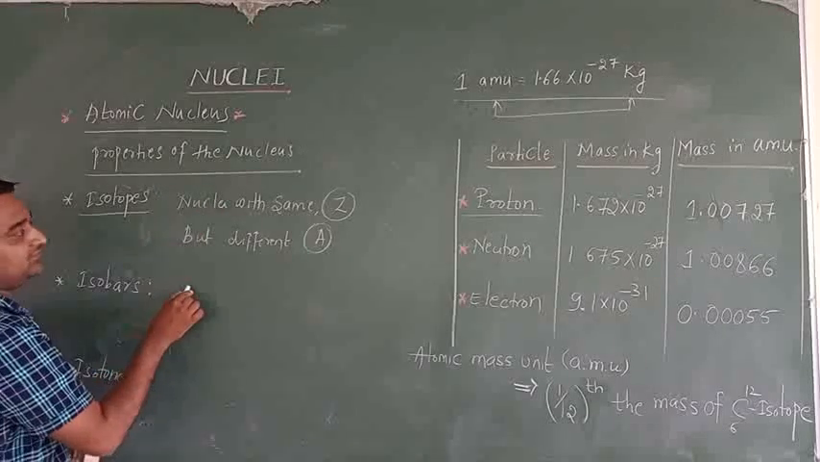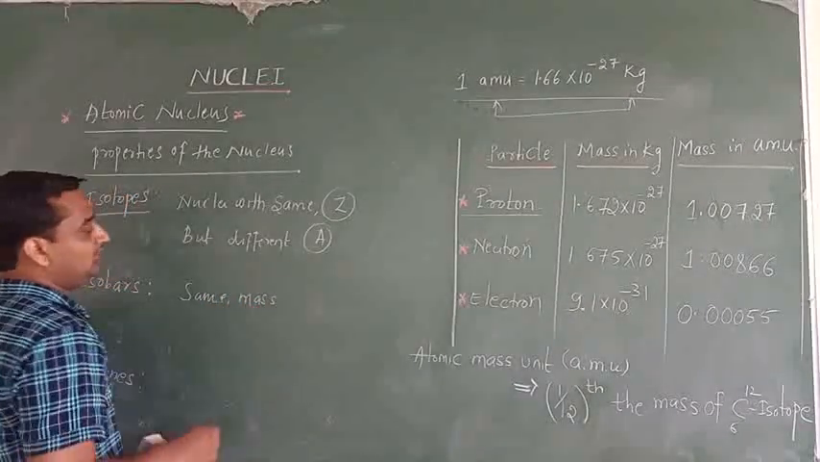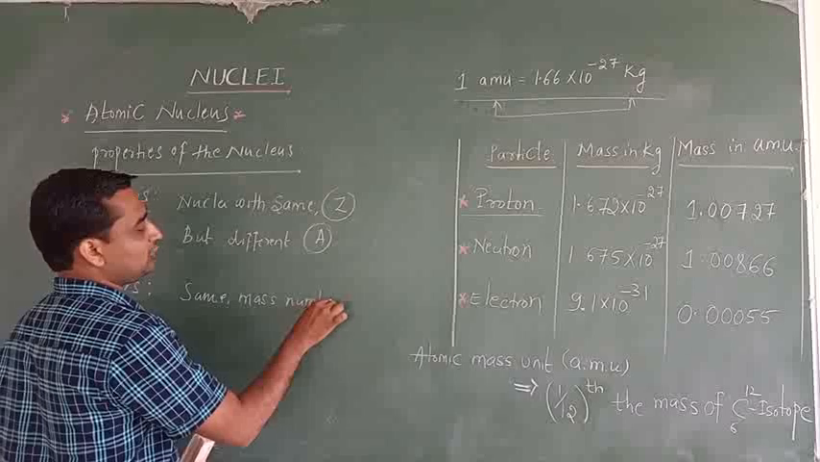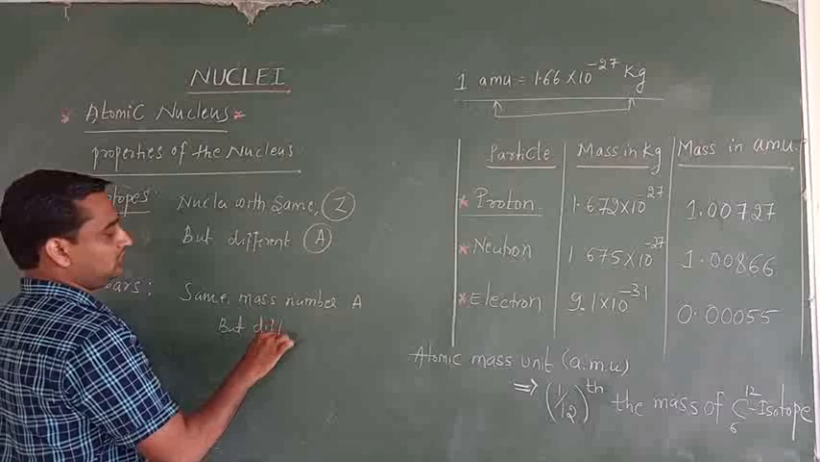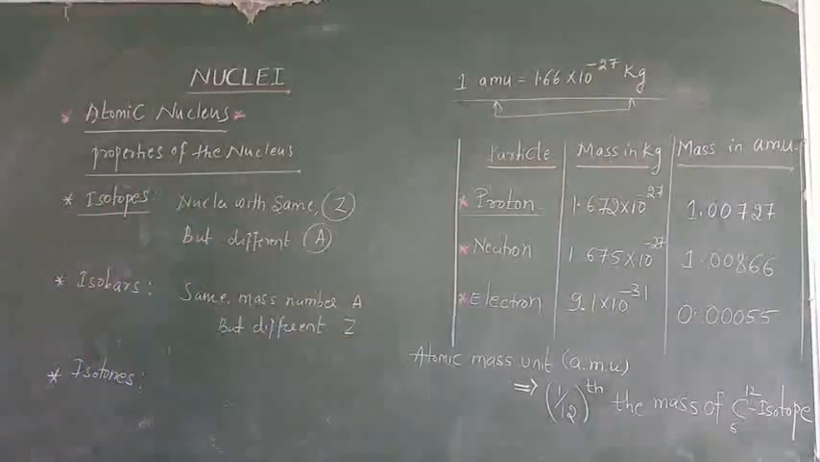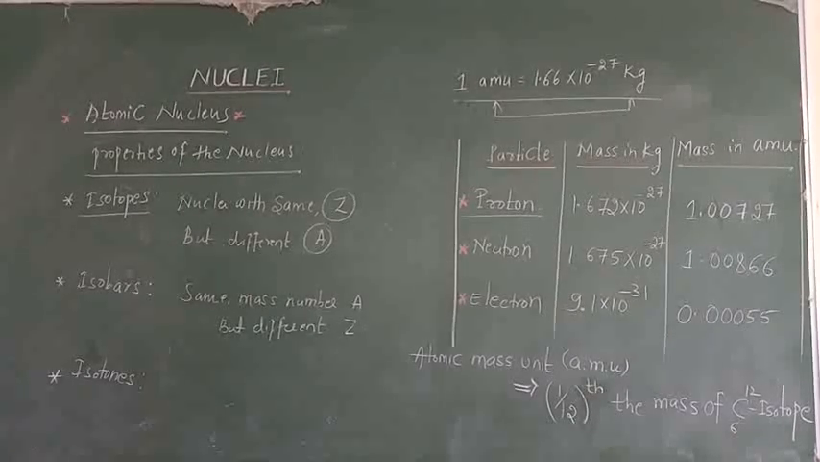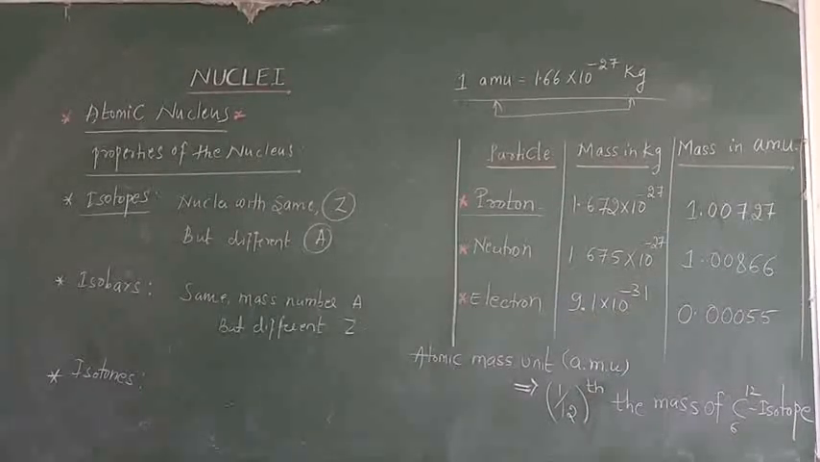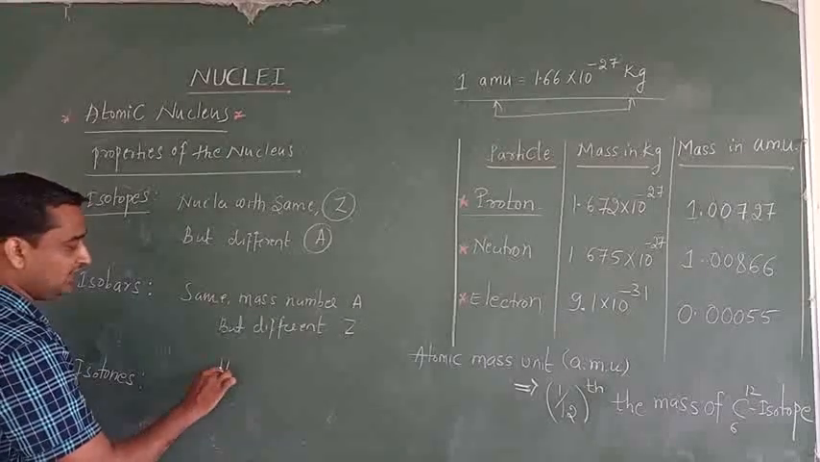The reverse of this, right? Same mass number, that is the atomic mass number, but different atomic number. Those are called as what? The isobars. What are isobars? The nuclei of an element with the same mass number but different atomic number. Those are called as what? The isobars.